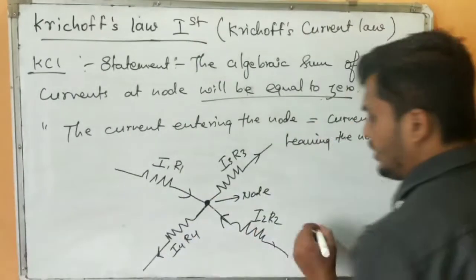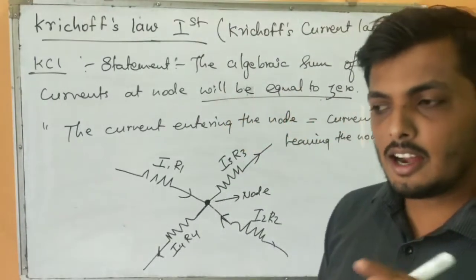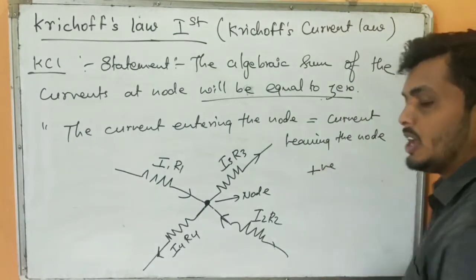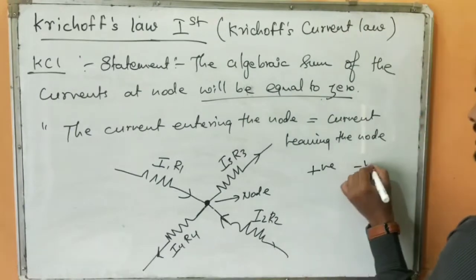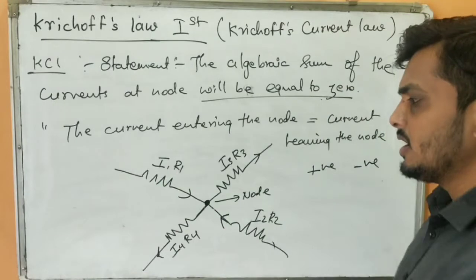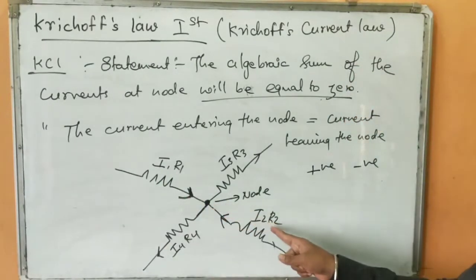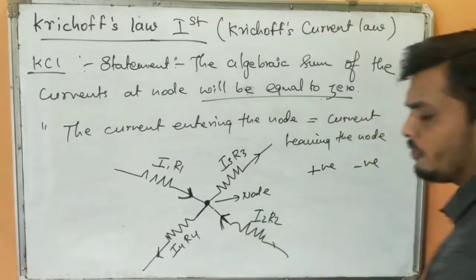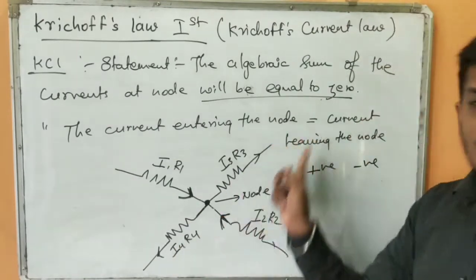Okay, so see here, we have to go as per sign conventions. If any conductor is carrying current in the direction of the node, we will take it as positive. Any conductor which is leaving the node, we will take it as negative. Now look carefully, I1, R1 is carrying current towards the node. Look at the arrow mark. I2, R2 is also carrying current in the direction of the node, whereas I3, R3 and I4, R4 are leaving the node.